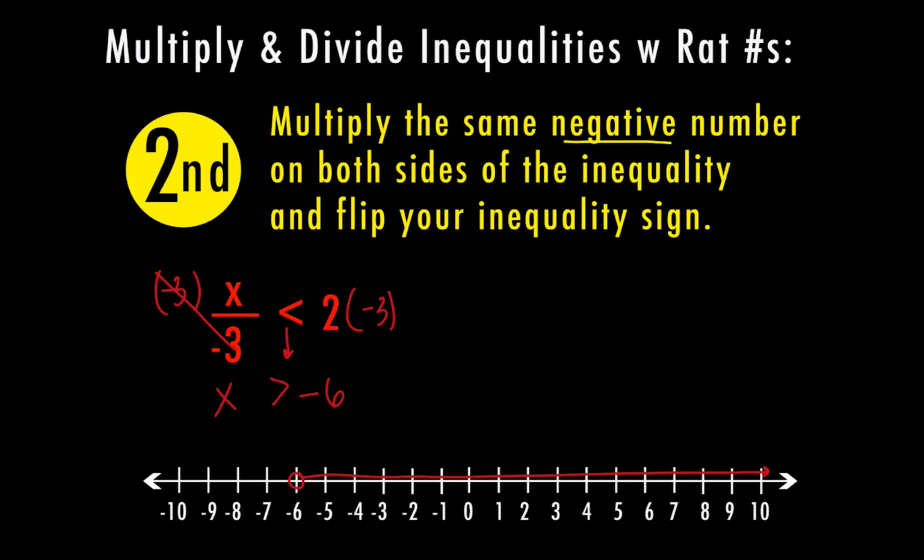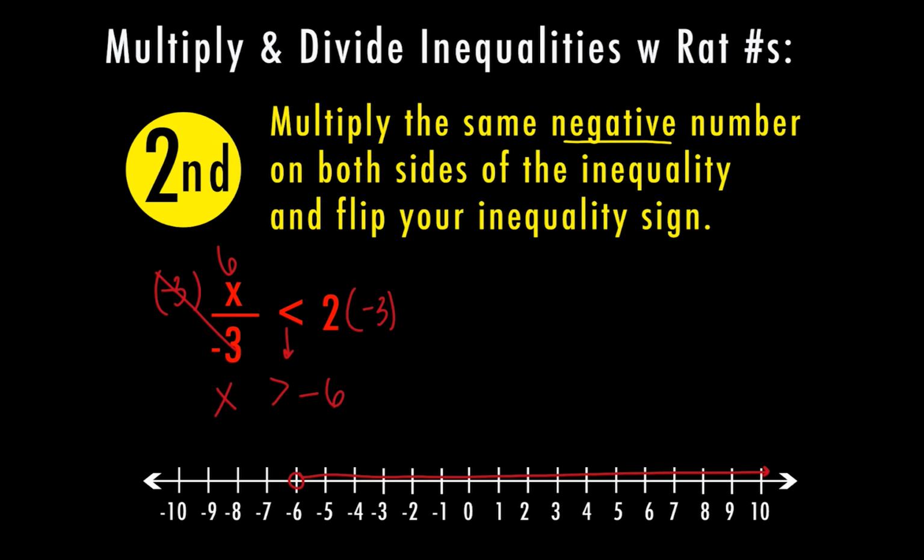So if I were to take any of these numbers to the right of my circle there, let's go with negative 2. Wait, let's go with 6. 6 divided by negative 3 is a negative 2. Is negative 2 less than 2? If I go back to my original equation here, and yes, negative 2 is less than 2, so that does make this statement true. And if I were to plug it in here, negative 2 is greater than negative 6 because it's to the right of it, so it's still a true statement.